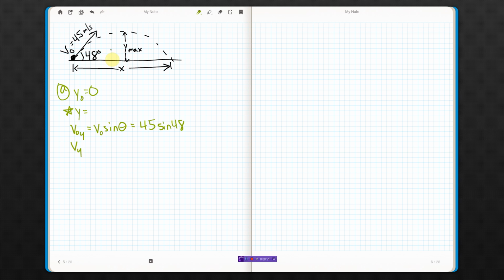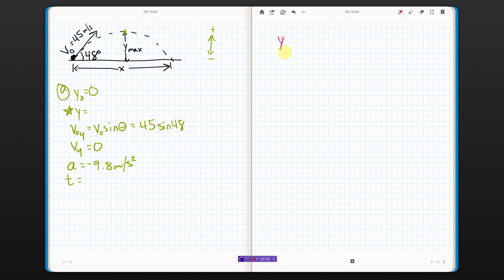Final velocity in the y direction, I want right here at the top. At the top of any path in projectile motion, the vertical velocity is 0. I have gravity for the acceleration. Here I'm assuming that up is positive, down is negative, and I don't know time. Okay, so there's two things we could do. We could find y directly with this equation.